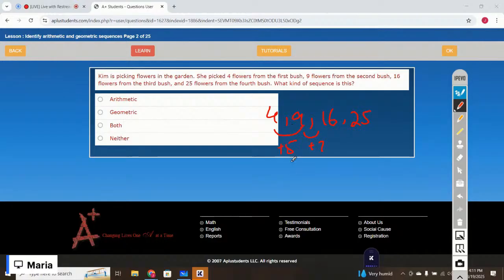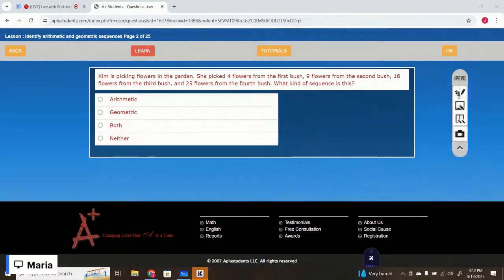Let's see if that is a geometric sequence. That is 2 squared, 3 squared, 4 squared, and 5 squared. That is neither arithmetic nor geometric. So that means it is neither. The correct option is neither.